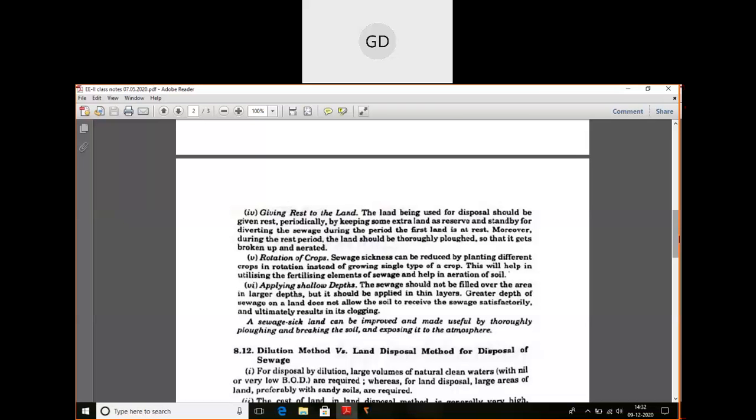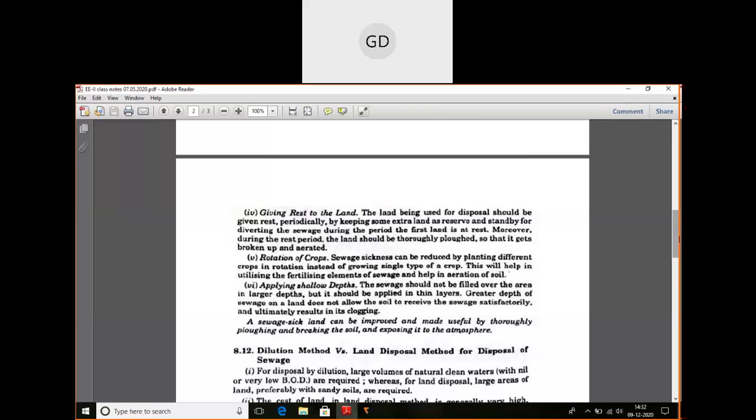The sewage should not be filled over the area in larger depths, but it should be applied in thin layers. Greater depth of sewage on land does not allow the soil to receive the sewage satisfactorily, and untimely results in clogging. So when you dispose the sewage on the land, it should not be filled over the area in larger depths, but you should apply the sewage in thin layers.